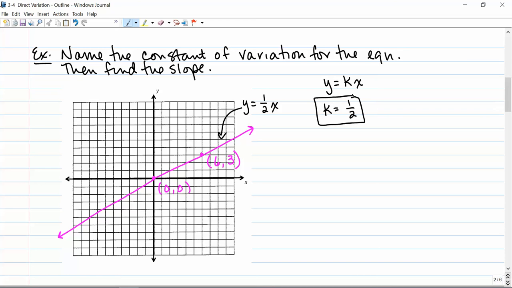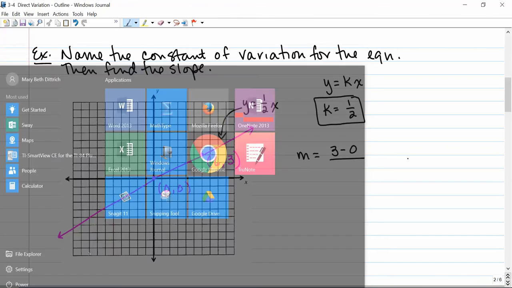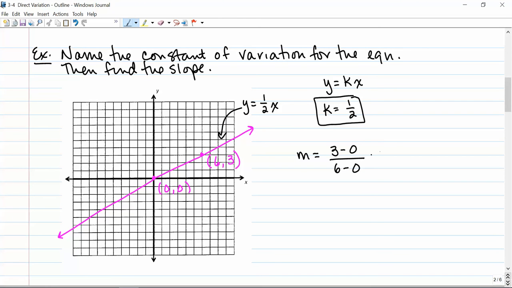We also said that the constant of variation is the same thing as the slope. So the slope of this line is also going to be 1/2. And just in case you're not sure of that, let's go ahead and use the slope formula here. So let's subtract our y's. So I have 3 minus 0. Subtract our x's. I have 6 minus 0, which gives me 3 over 6, which is 1/2. So the constant of variation of this line, of the equation, is 1/2. The slope of the line is also 1/2.